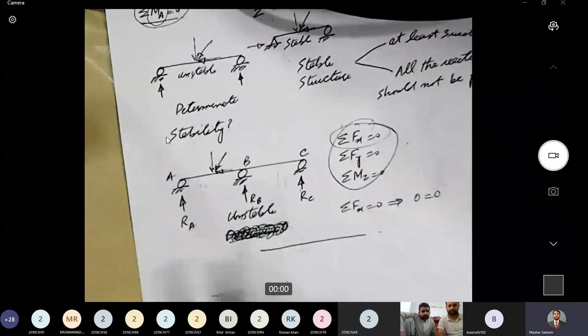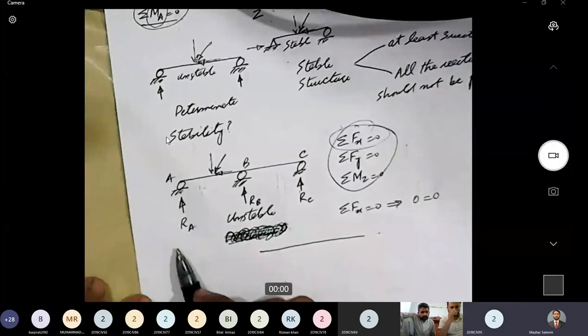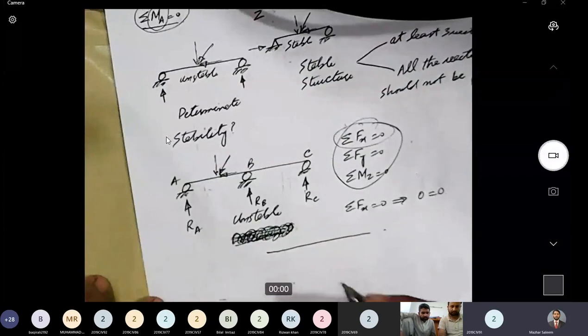All right. So we have now discussed the. Sir, okay, I have a question. All right, please go ahead. Sir, will a double overhanging beam be determinate? Yeah, it depends upon the supporting condition.